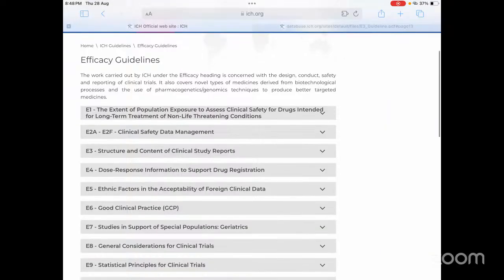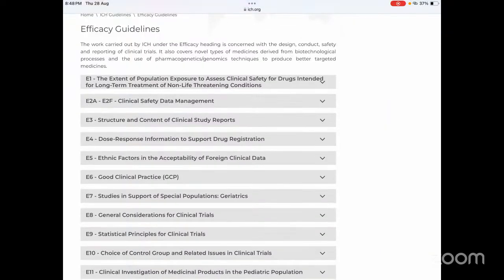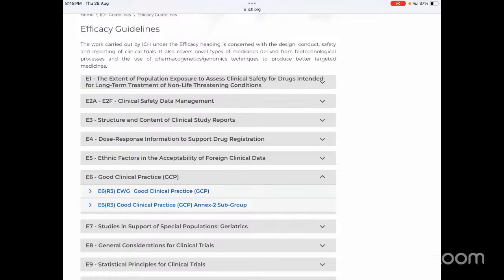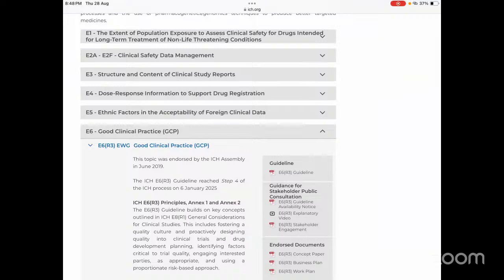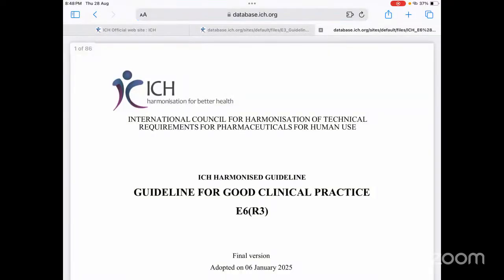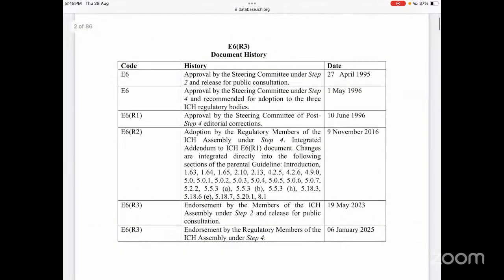GCP. Now another guideline, which is mandatory for all of us, good clinical practice. And sometimes the interviewer asks you, what is the E6 guideline? Don't go blank. It is your GCP. Now you can ask me, ma'am, the rest of the documents, monitoring report, audit report, protocol, ICF, where will we get a template? Here in this guideline you will get all 13 principles. Everything is part of this.